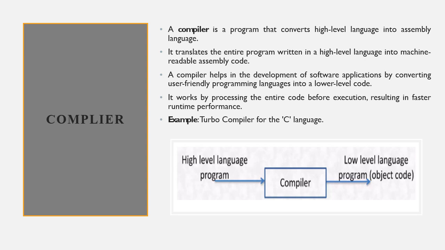It works by processing the entire code before execution, resulting in a faster runtime performance. Examples include the Turbo compiler for the C language, and the Java compiler with the virtual machine for Java, and so on and so forth. If you look at this pictorial presentation, it's just like what we did in the previous slide: the high-level language passes through the compiler, and this compiler converts it into a low-level language or intermediate representation in machine assembly language.